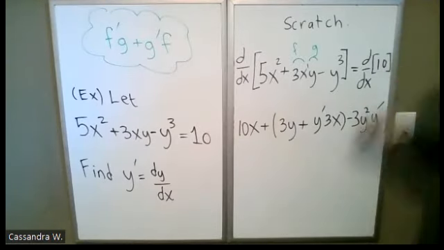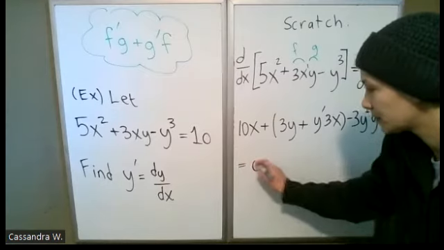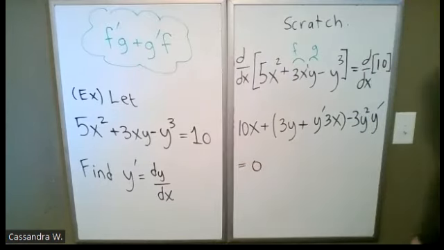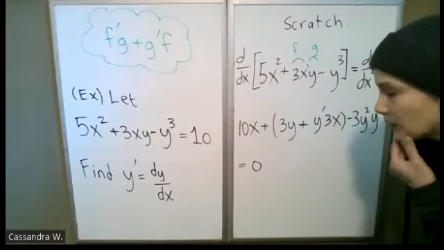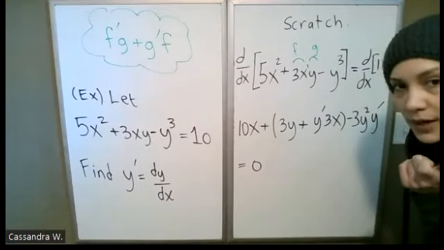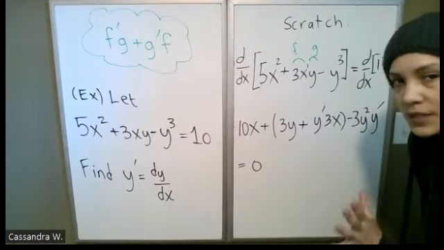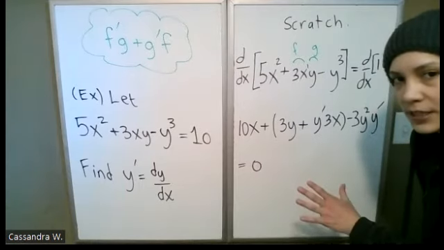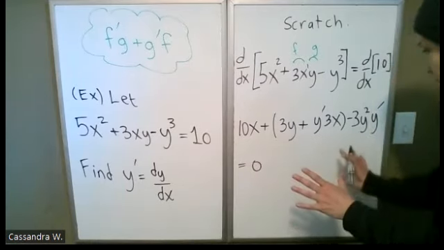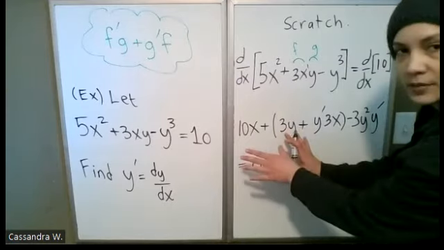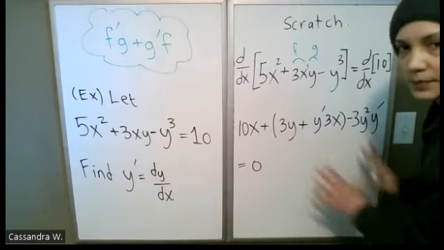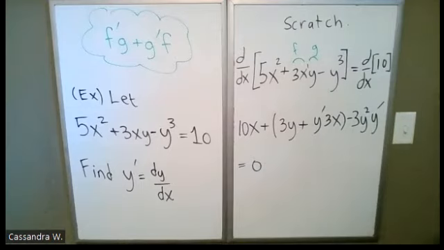Derivative of 10 is 0. All right, let's see. We're trying to isolate y prime. So let's keep terms that have y prime in them on one side of the equation, and then we'll subtract those other terms from both sides. Get them set up like this.